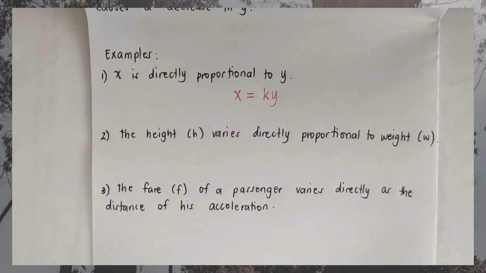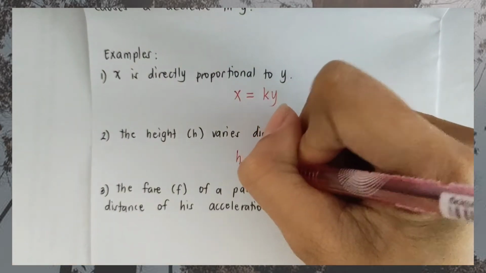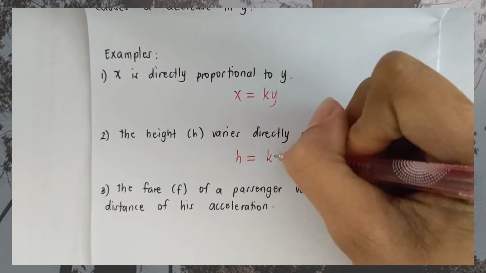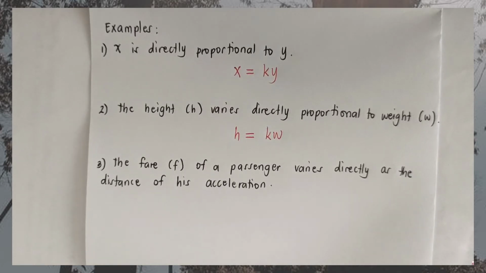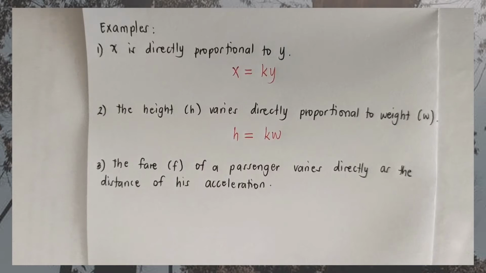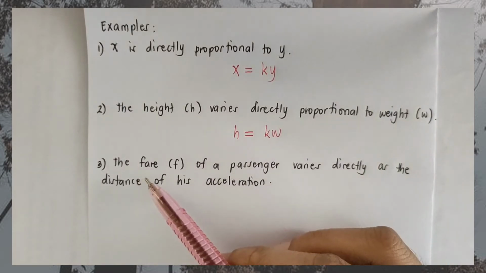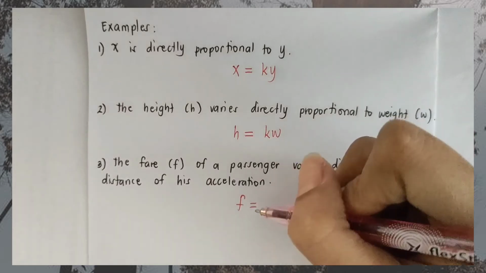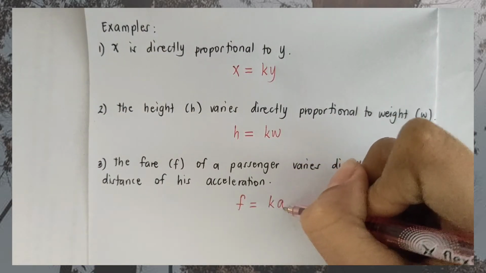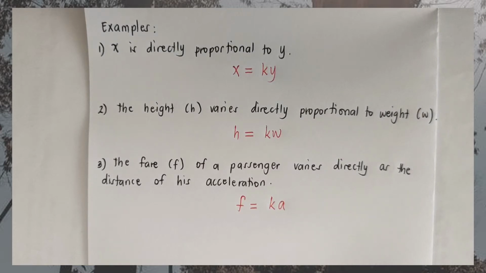Number 2, the height h varies directly proportional to weight w. We have h is equal to kw. Height varies directly proportional to weight. Third, the fare of a passenger varies directly as the distance of his acceleration. So fare, we have F, directly proportional to the distance, which is your acceleration A. So this is now our equation for the given variation using k as our constant of variation.